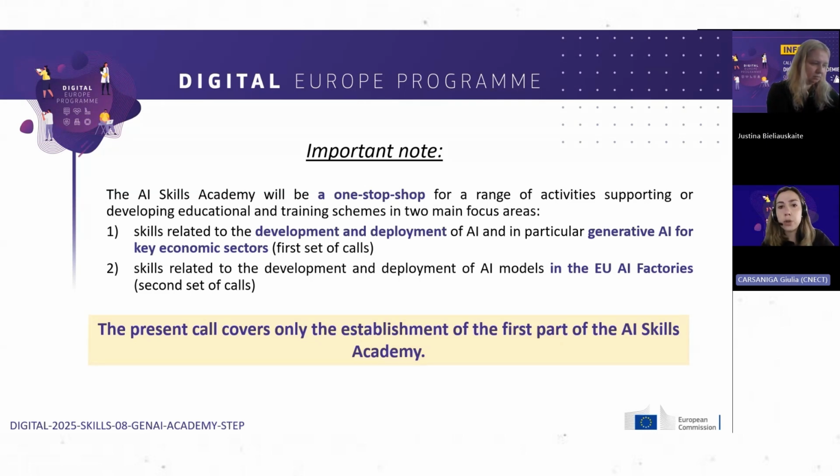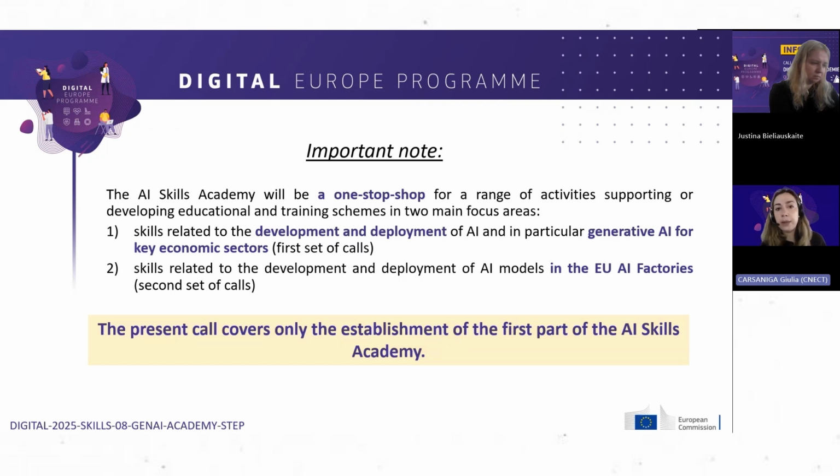Well, before delving into the details of the call, I have to do a disclaimer because the title of this call is a bit confusing, but we're talking here about the first part of what we will be calling the AI Skills Academy. So there will be one-stop shop for a range of activities supporting the development of educational and training schemes related to two areas: skills for the uptake and deployment of AI, and in particular generative AI in key sectors, and skills related to the development and deployment of AI models in the AI factories facilities. Yet what we are discussing today is only the first part. So the call refers to the part related to AI and generative AI. The second call will be later on, I think in Q4 2025, the one related to AI factories.